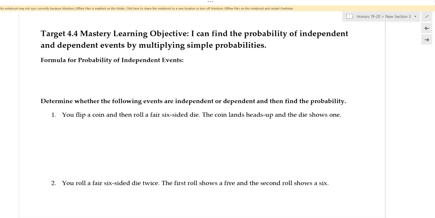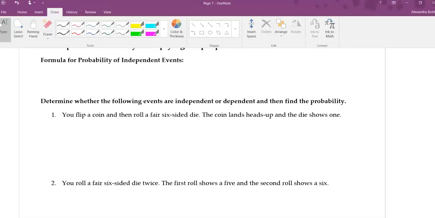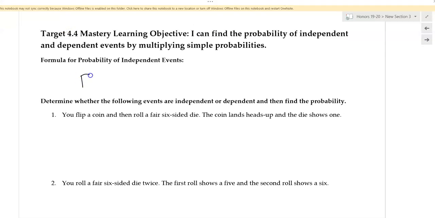Right, we're looking at our target 4.4 mastery learning objective. I can find the probability of independent and dependent events by multiplying simple probabilities. Okay? So, the formula for the probability of independent events is the probability of A and B equals the probability of A times the probability of B.